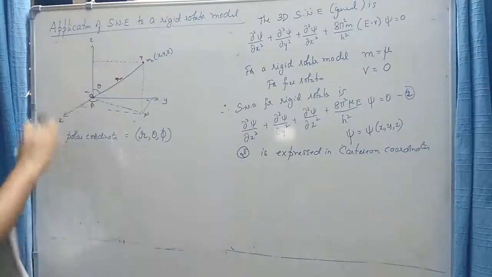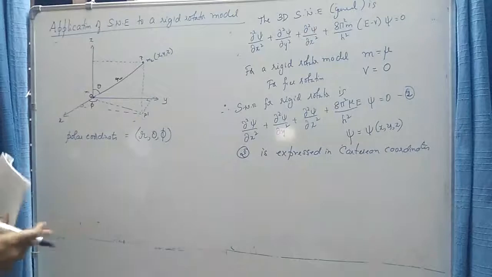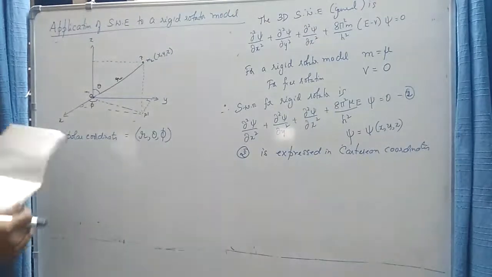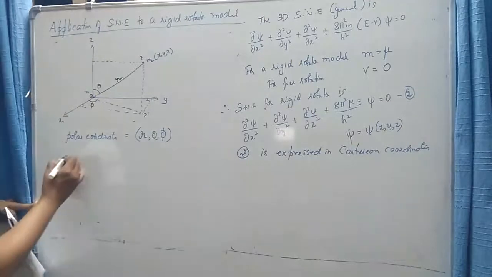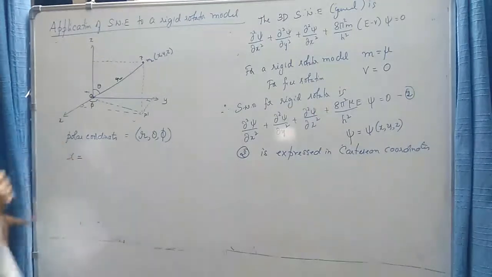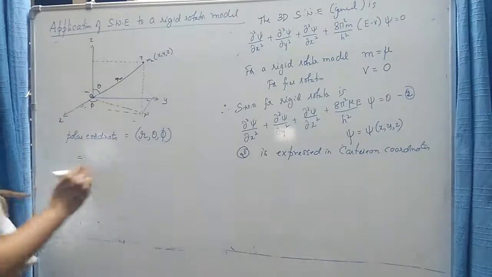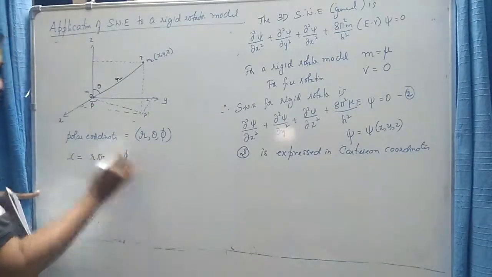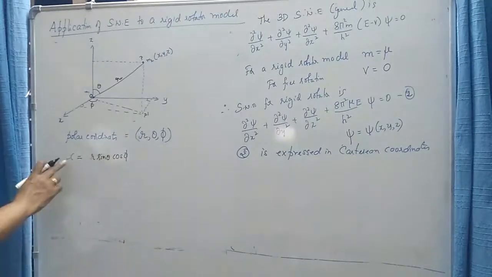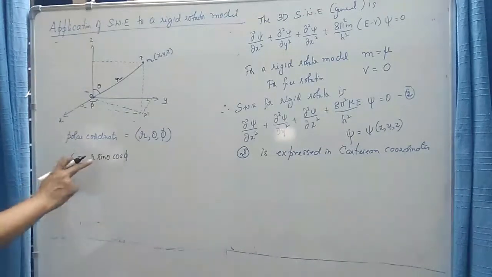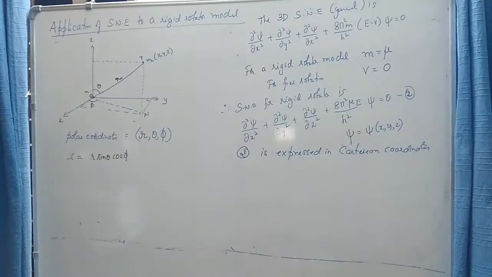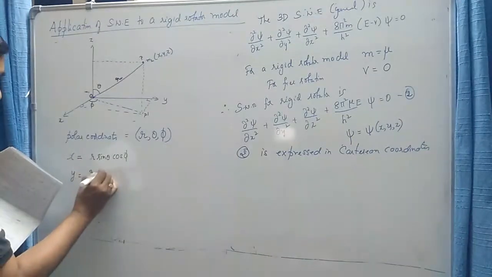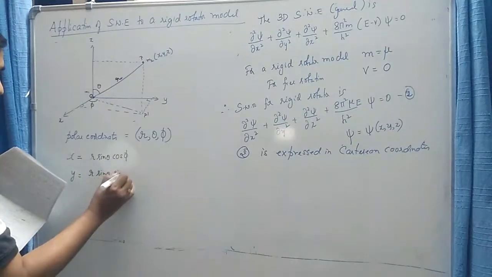And by using trigonometric relations, you can find out the relation between x, y, z and r, theta, phi, which we will not prove here. We will directly take the result, which you have to memorize. X is given by r sin theta into cos phi. This is the relation between x of the Cartesian coordinate with r, theta and phi of the polar or spherical coordinate. Y is r sin theta into sin phi.